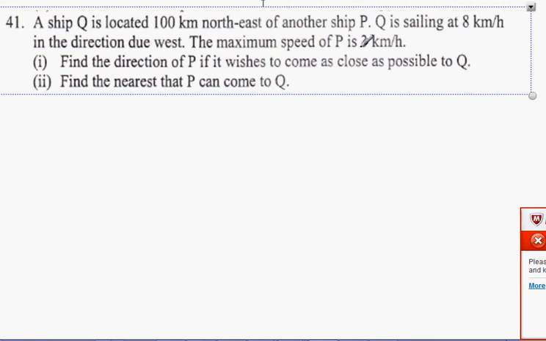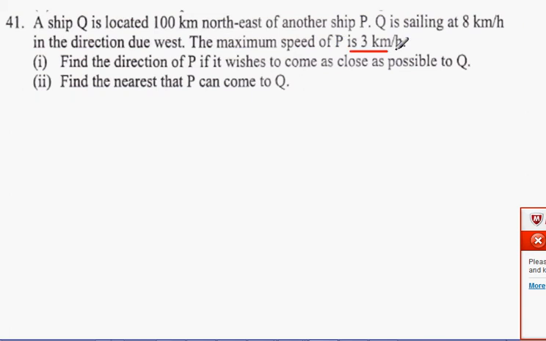Q is sailing at 8 kilometers an hour in the direction due west. The maximum speed of P is 3 kilometers an hour. Find the direction of P as it wishes to come as close as possible to Q. Because it's not an intercept question, we're definitely dealing with 3 pieces of information out of 4.